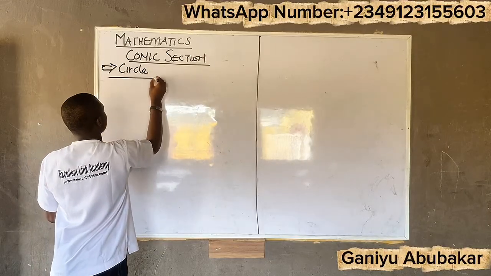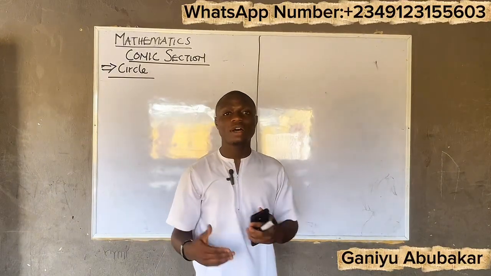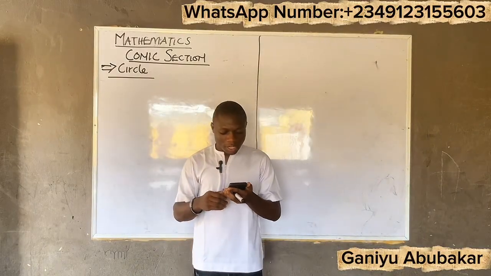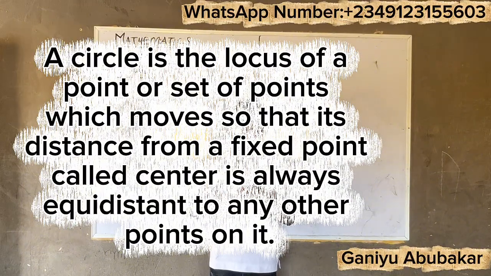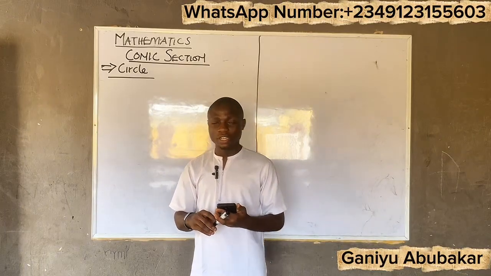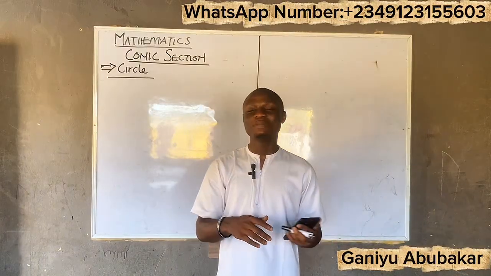Alright. So let's start with circle before we move to parabola, ellipse, and hyperbola. First things first, let's define circle. A circle is a locus of a point or set of points which moves so that its distance from a fixed point called the center is always equidistant to another point on it. A circle is an example of conic section and it is a specific case of ellipse. So that's how you define a circle.